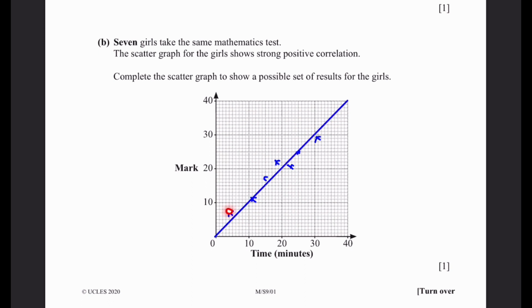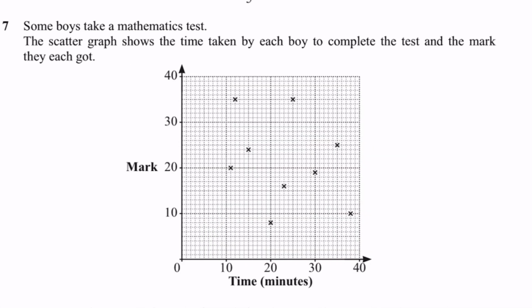So all these points are very nearby to this positive correlation line, and that's why it's a very strong positive correlation. That's the answer. Let's go to question 8.